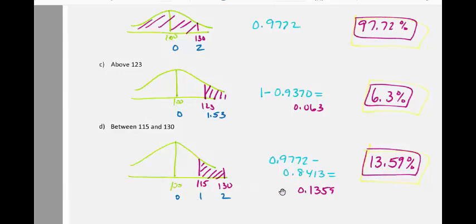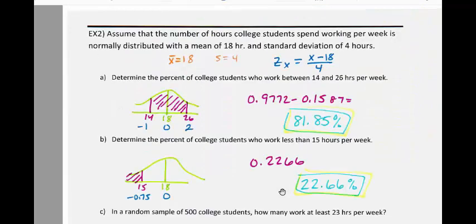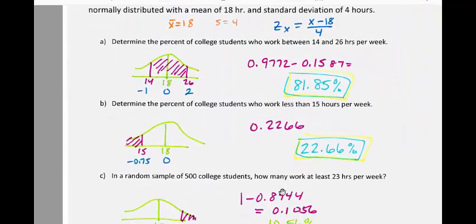So you have to know where your regions are by looking at your picture, because the chart will always give you the whole region to the left. Above means shade above, between means you shade between the numbers, below means shade below, but you have to double check those pieces. You can follow along with these next pieces now, and hopefully that will help you see how to do them. You have to draw your picture, then standardize, and then use the chart.